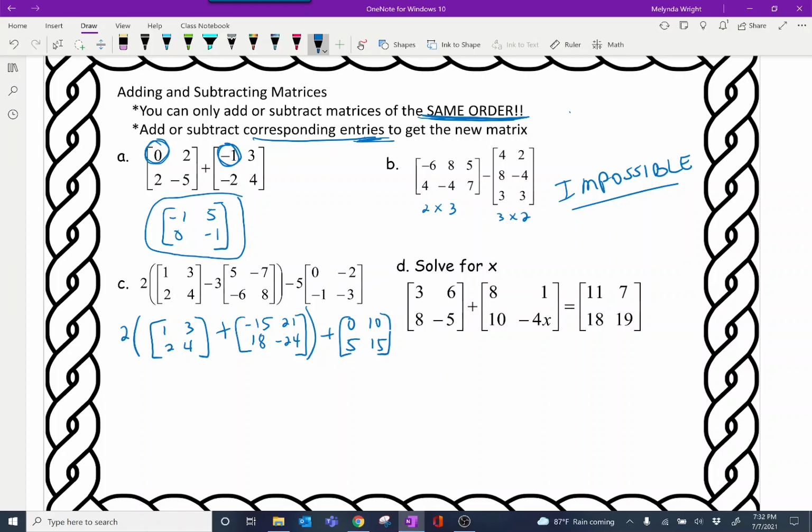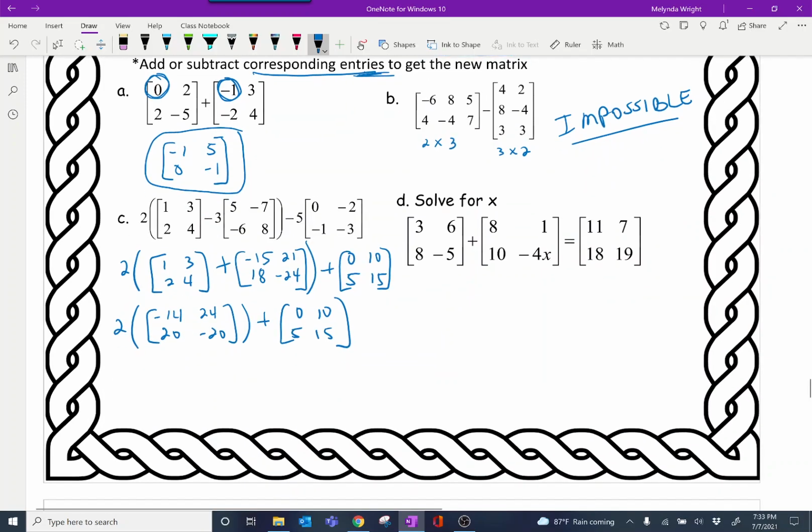Okay. Let's see. So let's go ahead and add together those 2 on the inside. 1 minus 15 is a negative 14. 3 plus 21 is 24. 2 plus 18 is 20. And 4 minus 24 is a negative 20. And then plus 0, 10, 5, 15. Okay, now we're making progress.